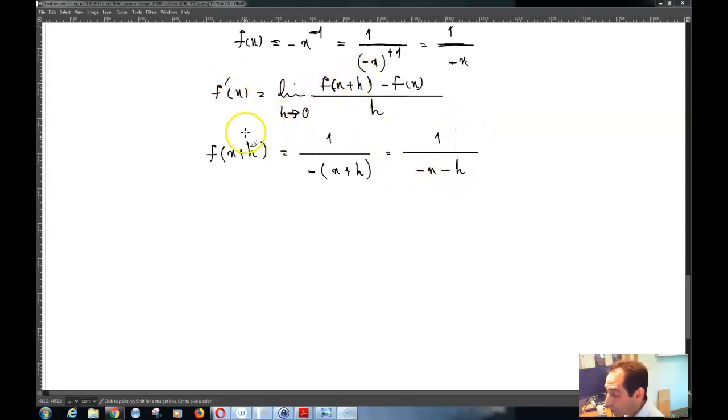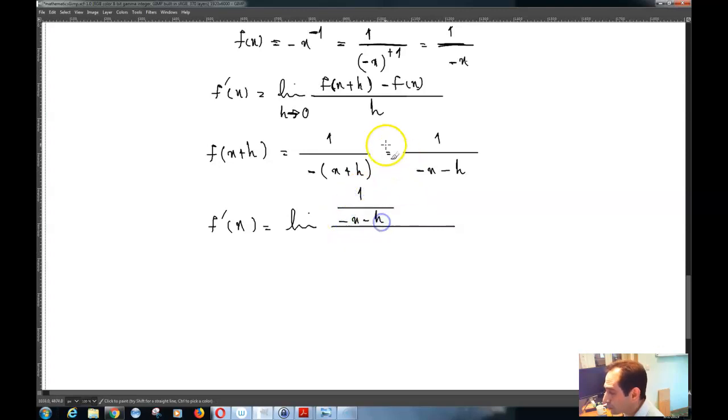Now we said that f prime of x is equal to the limit of f of x plus h, which is this fraction over here, 1 over negative x negative h, minus f of x. So f of x is negative 1 over x, or 1 over negative x. So you have a negative sign over here, negative into negative is positive, so plus 1 over x, all over h as h tends to 0.